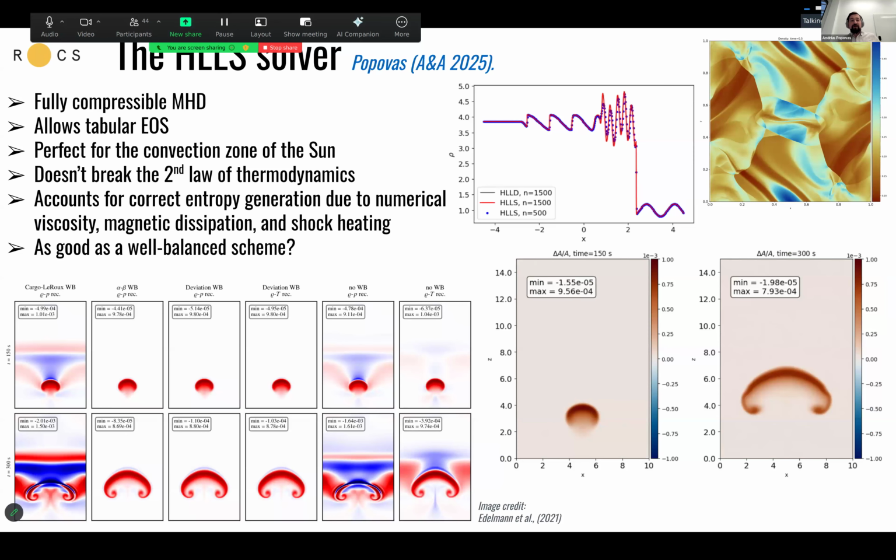So when it comes to the entropy solver, it's a fully compressible Riemann energy solver. It allows a tabular equation of state.